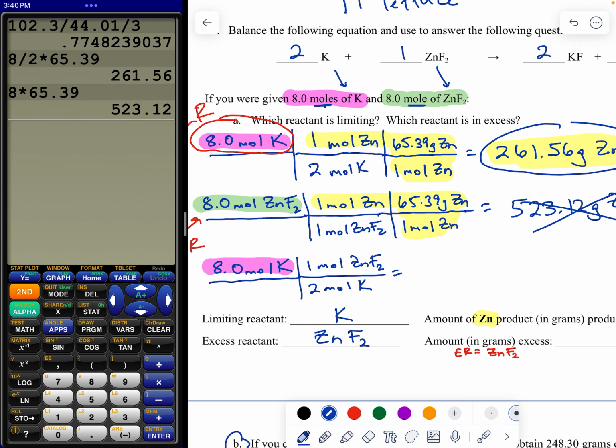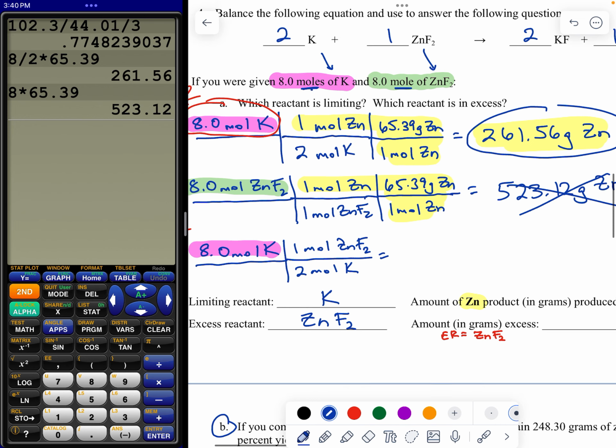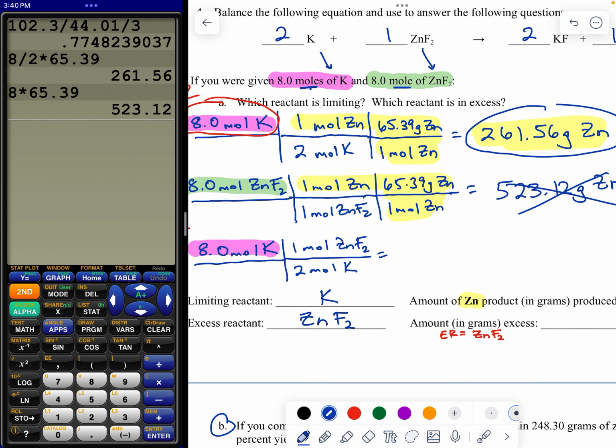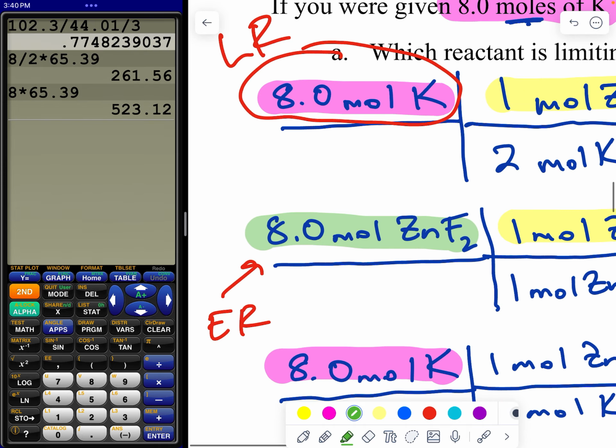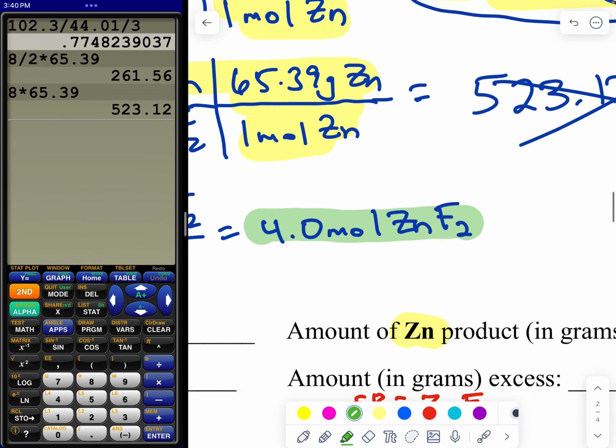And I'm going to stop there, since we're given moles in the beginning, we're just going to use that value for now. So 8 moles times 1 divided by 2 tells me that in this reaction, I do have 8 moles of zinc fluoride to work with. However, I only use 4 moles of it, right? And so we compare this amount that we start with to this amount that we end with.